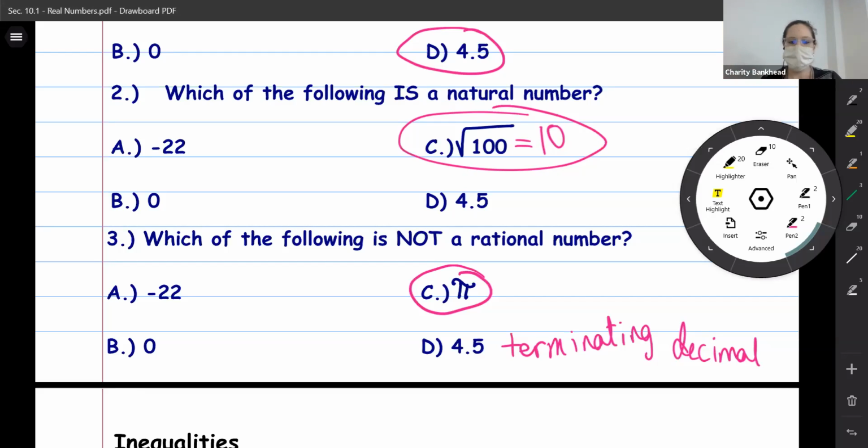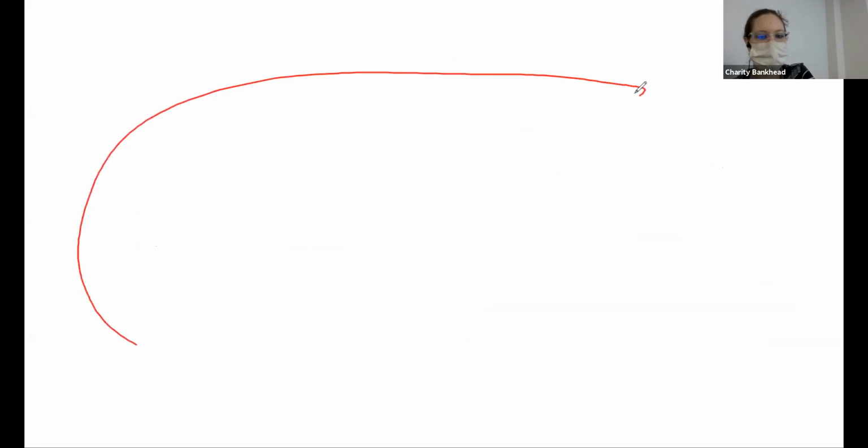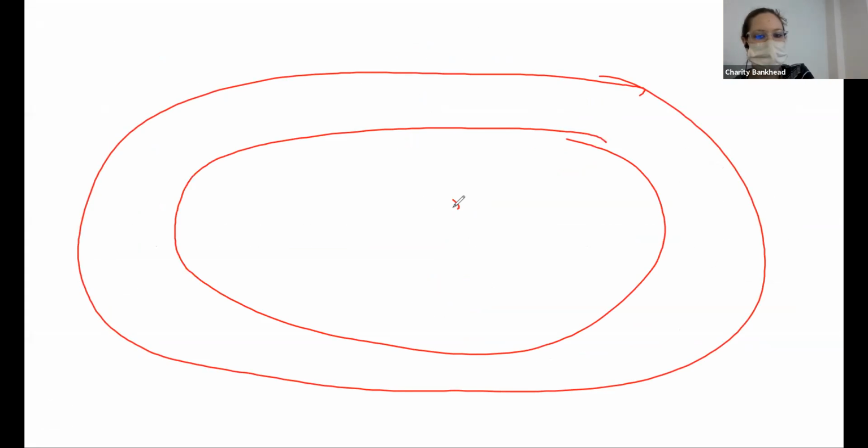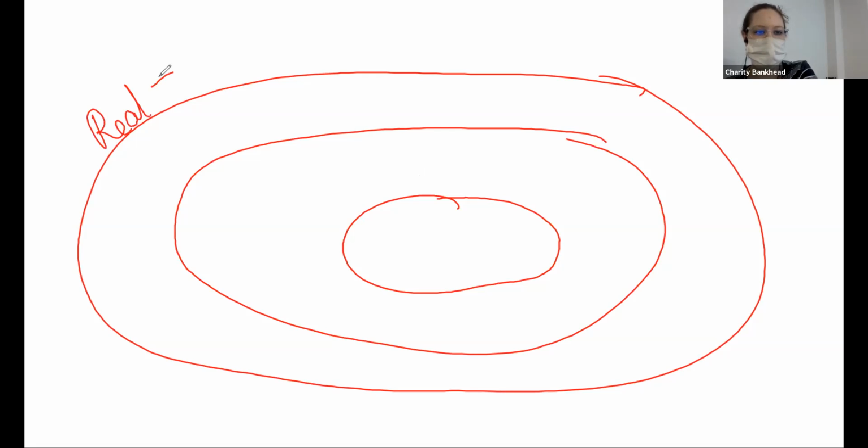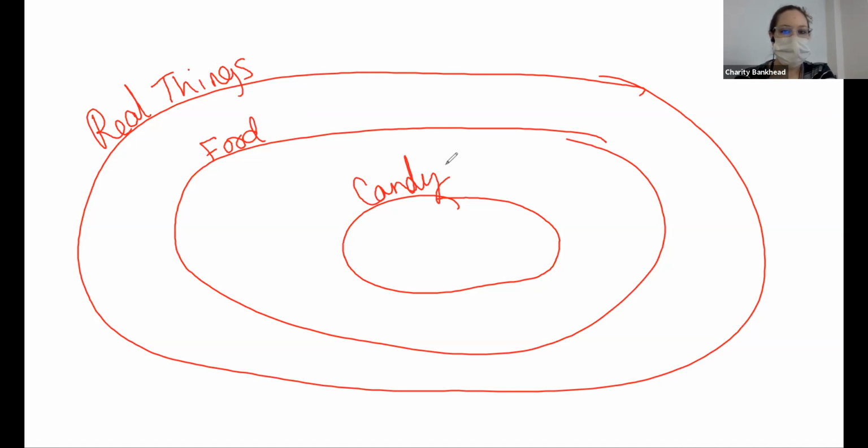Okay, so let me do this real quick. Let me just throw something out here. Let's say, for example, I'm going to make something up. The big circle represents any real things. Let's say this one represents food and this one represents candy. Say I wanted to figure out where I'm going to write the word pizza. Well, pizza would be in this section here.